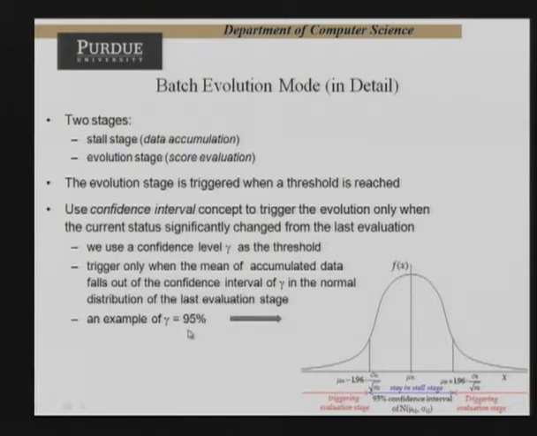Gamma is 95%. In this model, we only conduct the cyclic computation. The mean changes to outside of this range.